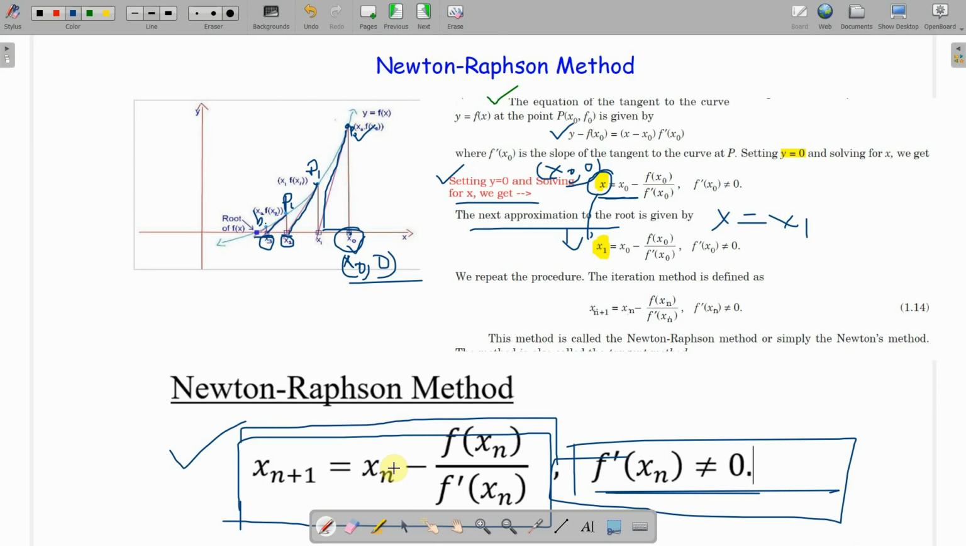Done? Have you written this formula? Yes, okay, sir. Okay.